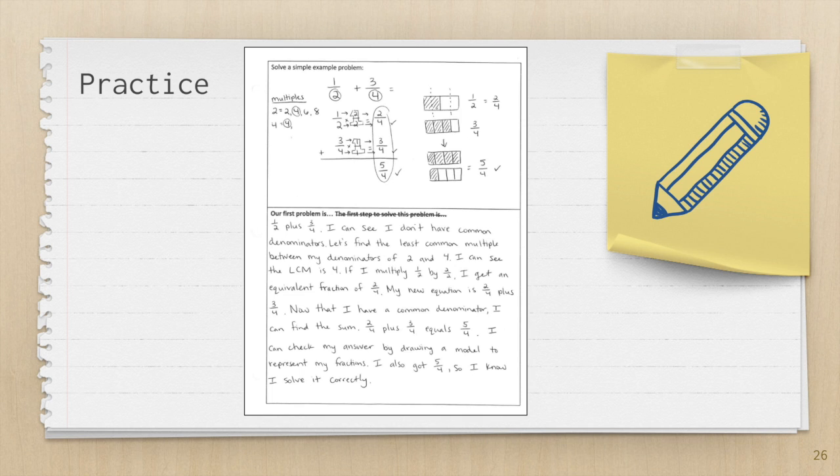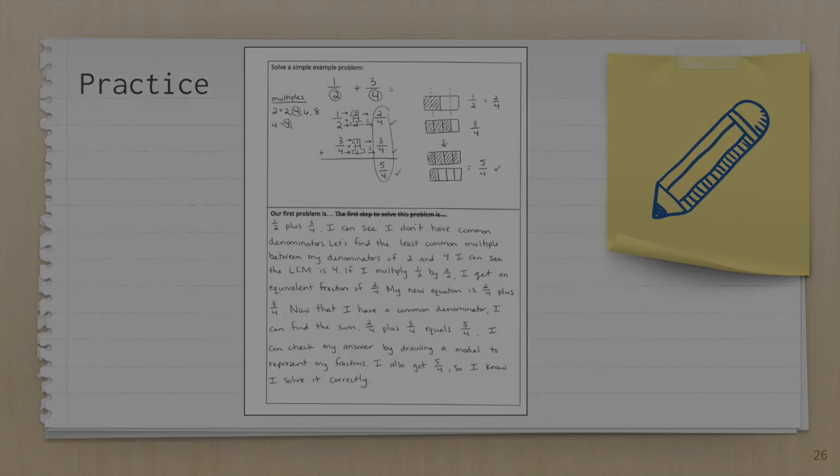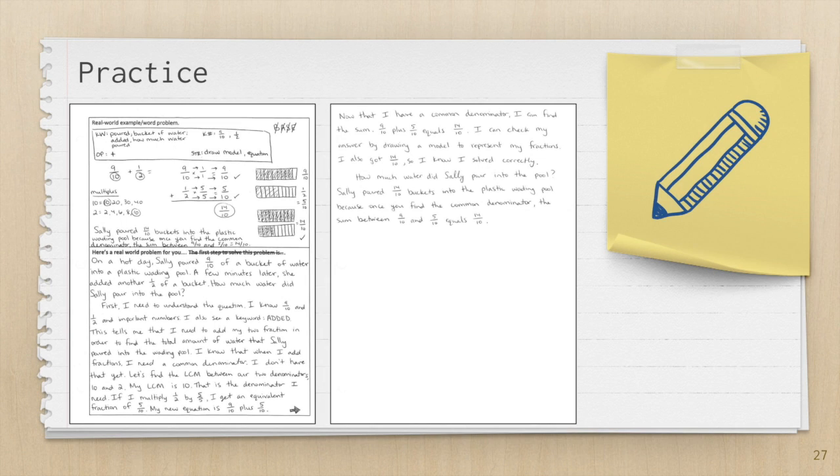Now that I have a common denominator, I can find the sum. 2/4 plus 3/4 equals 5/4. I can check my answer by drawing a model to represent my fractions. I also got 5/4, so I know I solved it correctly." The presenter literally writes out step by step how she solved the problem. Then, students create a real-world problem. Again, they solve the problem and write out their explanation in detail. Please pause this video to read and reflect on the detail this presenter included in their writing.